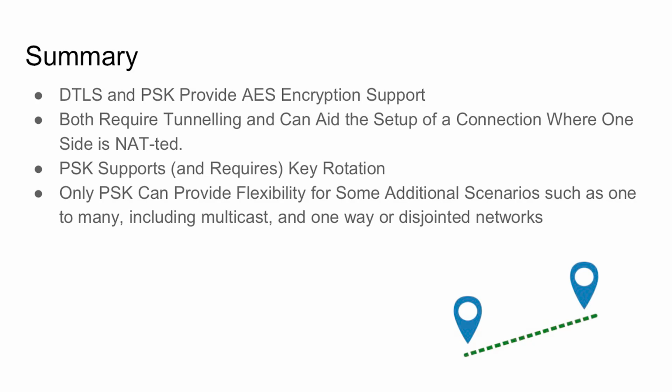So in summary, DTLS and PSK both provide AES encryption support. They both require tunneling and can aid the setup of a connection where one side is NATed, so one public, one private. PSK supports and requires key rotation. DTLS, in theory, also supports key rotation, but we don't have any particular implementation or paper to explain it. So as of right now, unless somebody comes with a white paper, we only have key rotation using PSK.